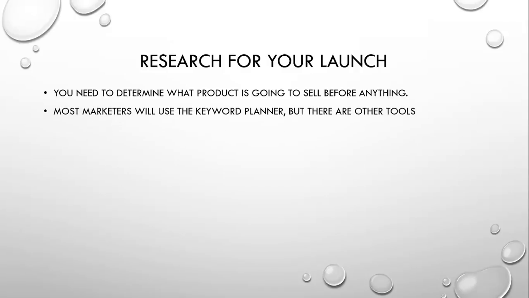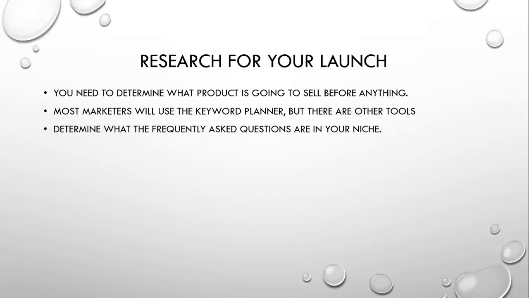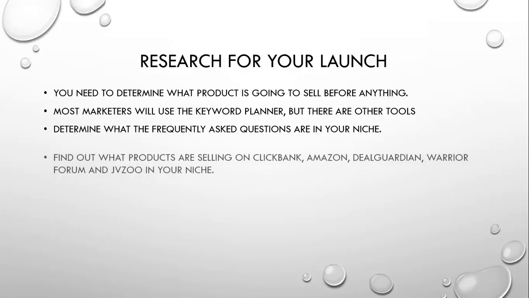it to the market. Now, most marketers will tell you that you are going to use the Google Keyword Planner, but I want to introduce you to some other tools in this video. Now, you need to determine what the frequently asked questions are in your niche, and you can do that in a number of different ways. And you should be taking notes during your research process, and you should be gathering different questions, and you should be finding out which kinds of ideas or which kinds of questions you see repeated throughout the different sources that you run into when you're doing your research.